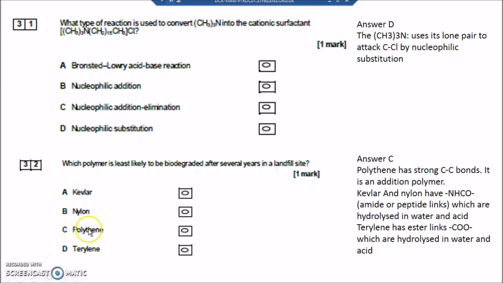But polythene is an addition polymer. So what's happened is the double bonds between the carbons have broken and made single bonds and a long chain of carbons. And those carbon bonds are very, very strong. So that backbone of carbon to carbon single bonds formed when an ethene reacts together in addition polymerization reaction, double bonds forming single bonds. Those single bonds are very strong and they won't be hydrolyzed by water, they don't react.